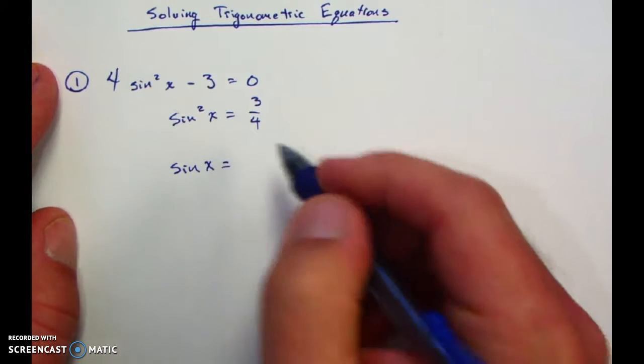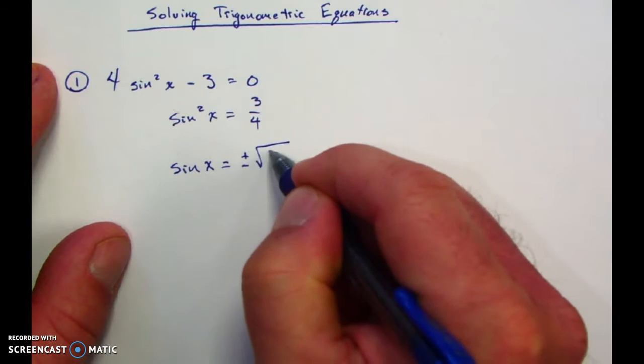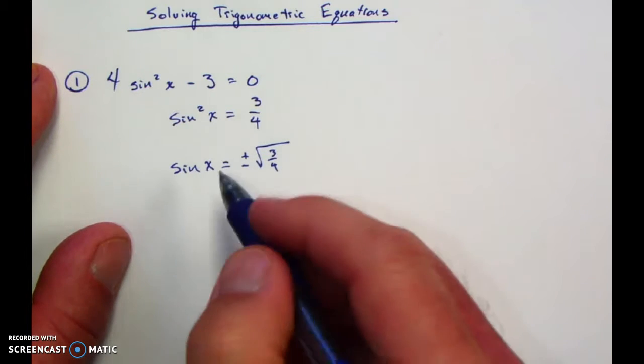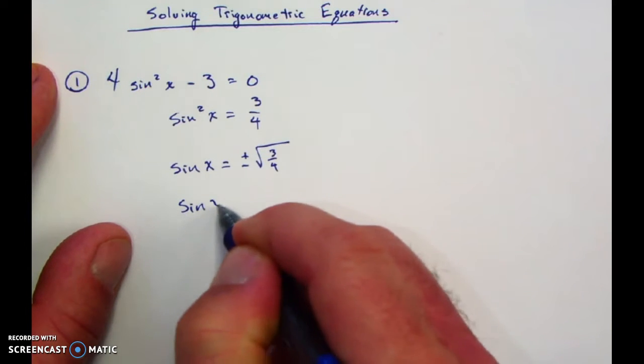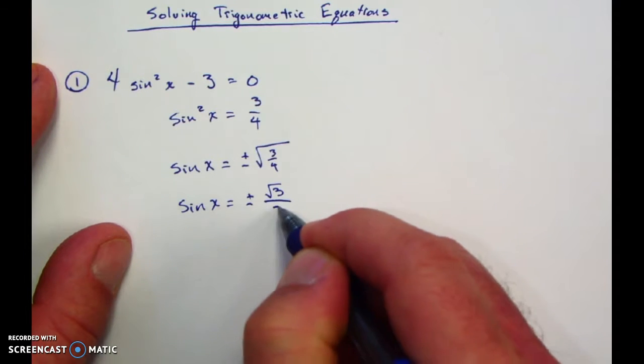So then we would have sine of x is equal to plus or minus the square root of 3/4. I can simplify that. I'll square root the top and the bottom. So that ends up being the sine of x is equal to plus or minus the square root of 3 over 2.